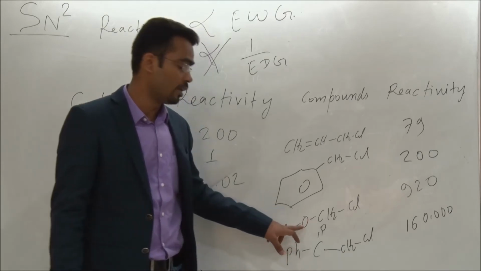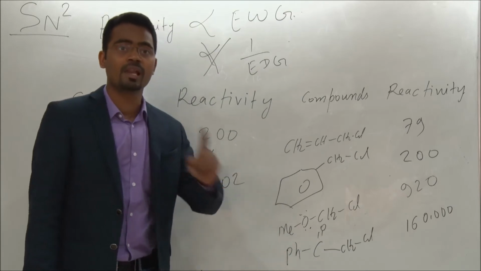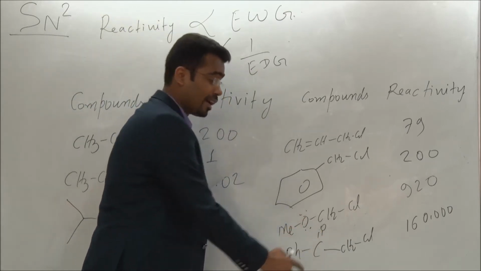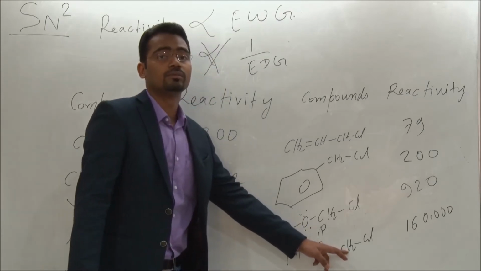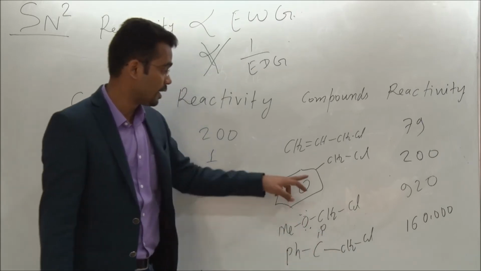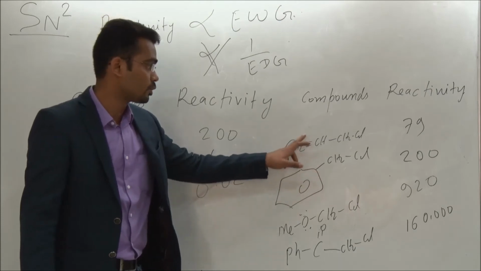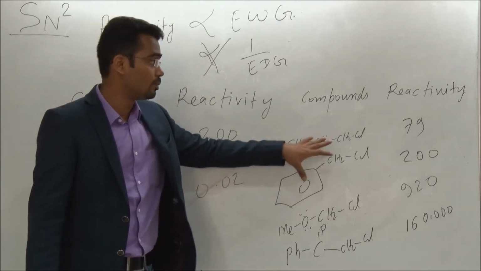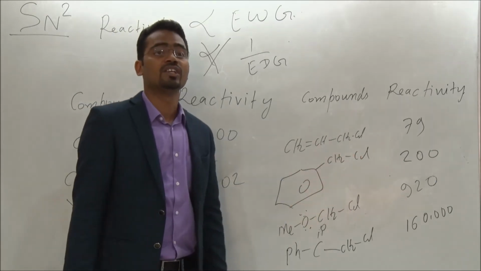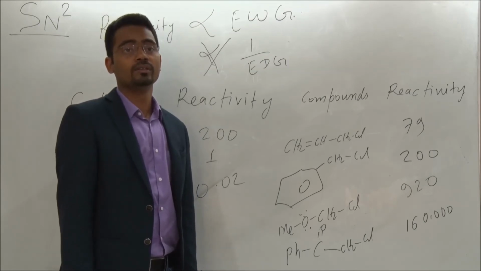Either electron donating group, see here, it has two lone pairs. It also stabilizes the transition state. It has a pi bond. It also stabilizes the pure p orbital in the transition state through conjugation. See here, it also has a pi bond. It stabilizes the transition state. Because of this conjugation, all these groups stabilize the transition state, and the reactivity will be higher. Got it? So this is the reason.